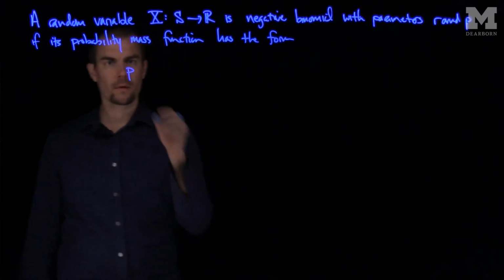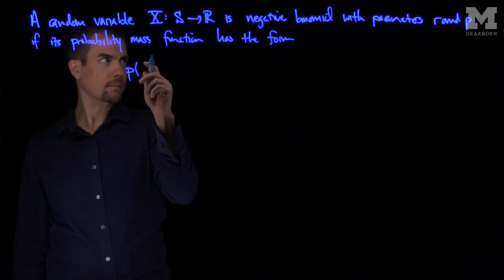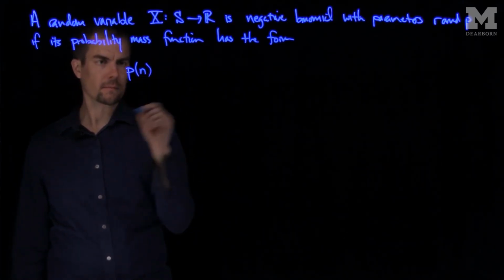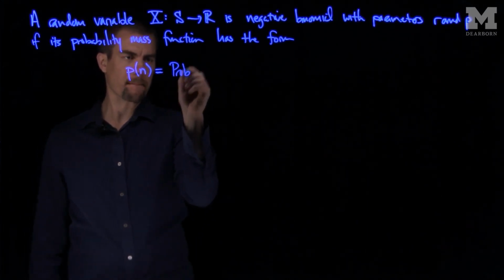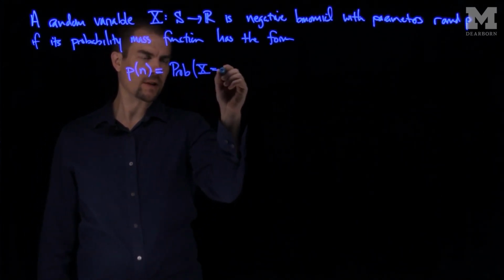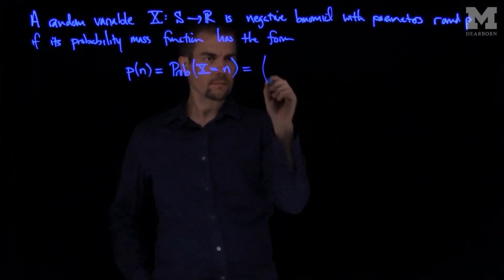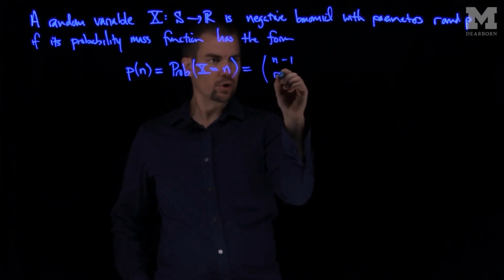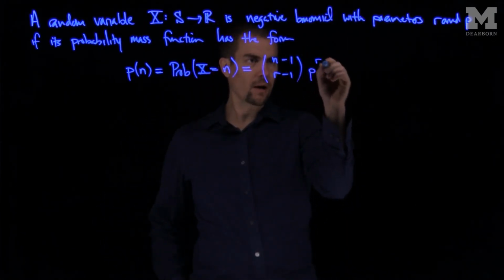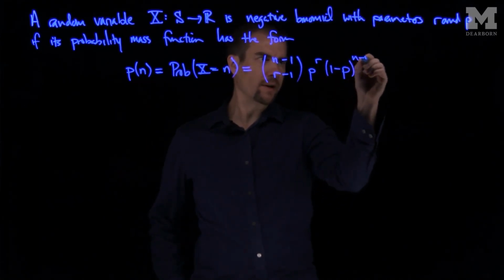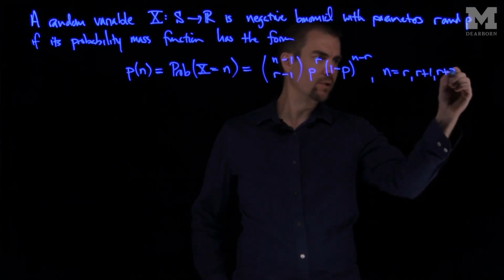p of n, which is equal to the probability that X is equal to n, is going to be n minus 1 choose r minus 1, p to the r, 1 minus p to the n minus r, for n equals r, r plus 1, r plus 2, etc.